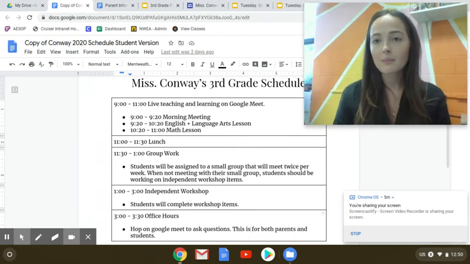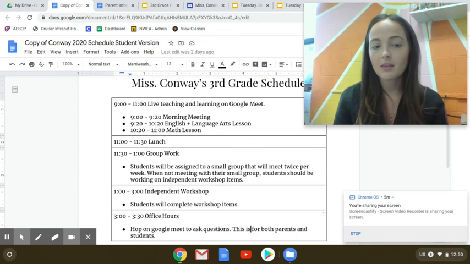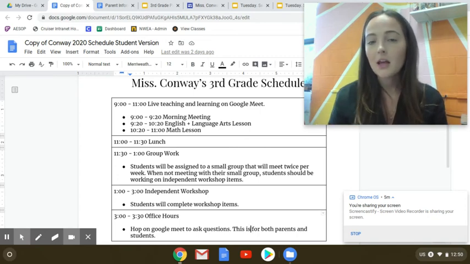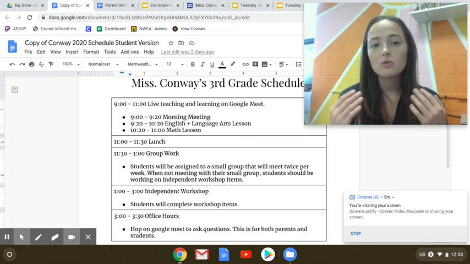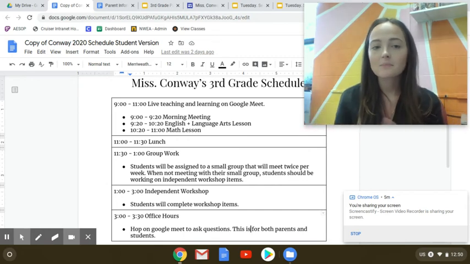Completing these independent workshop items daily will be extremely important. They need to be turned in by 3 p.m. And then that way I have adequate time to provide them feedback for the next day's learning.